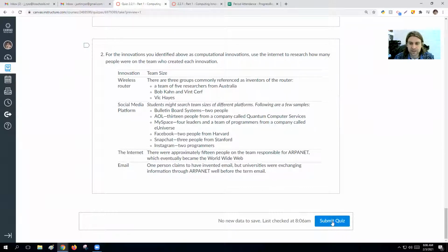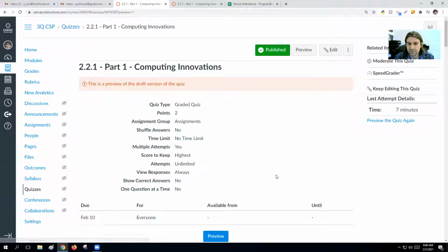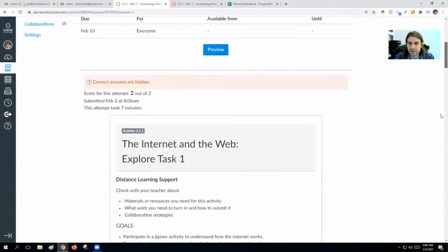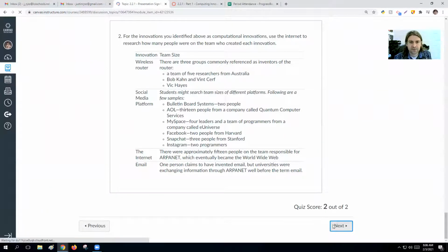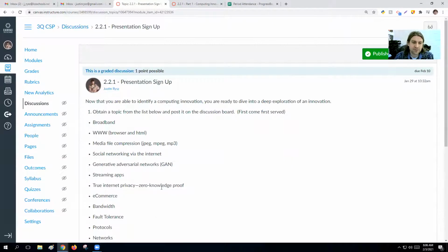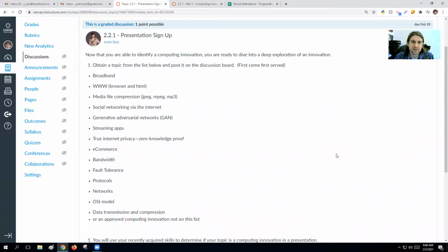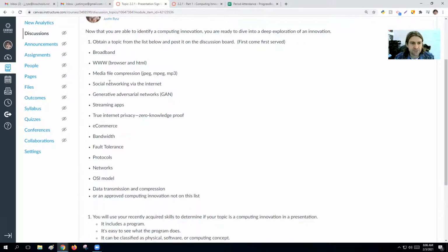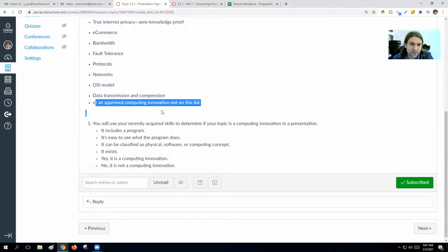Now, what we're going to do next is look at the assignment that you are going to be working on. I have a list of some computing innovations up here that I want you to do a deep exploration of. And I want everybody to choose something different. So we have broadband and the World Wide Web, media file compression, social media, and the internet, and you can see a list here. Or if you want, you can make your own.